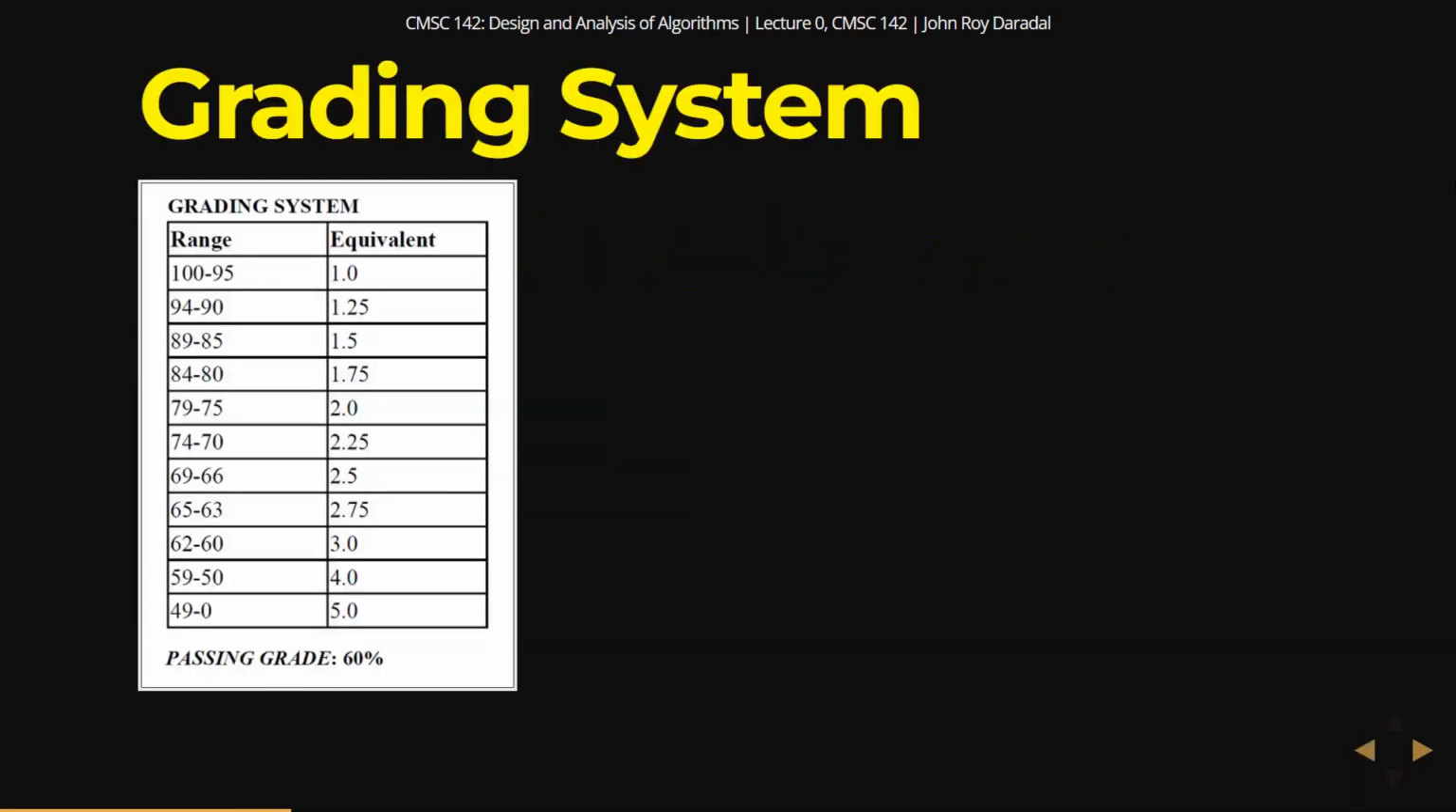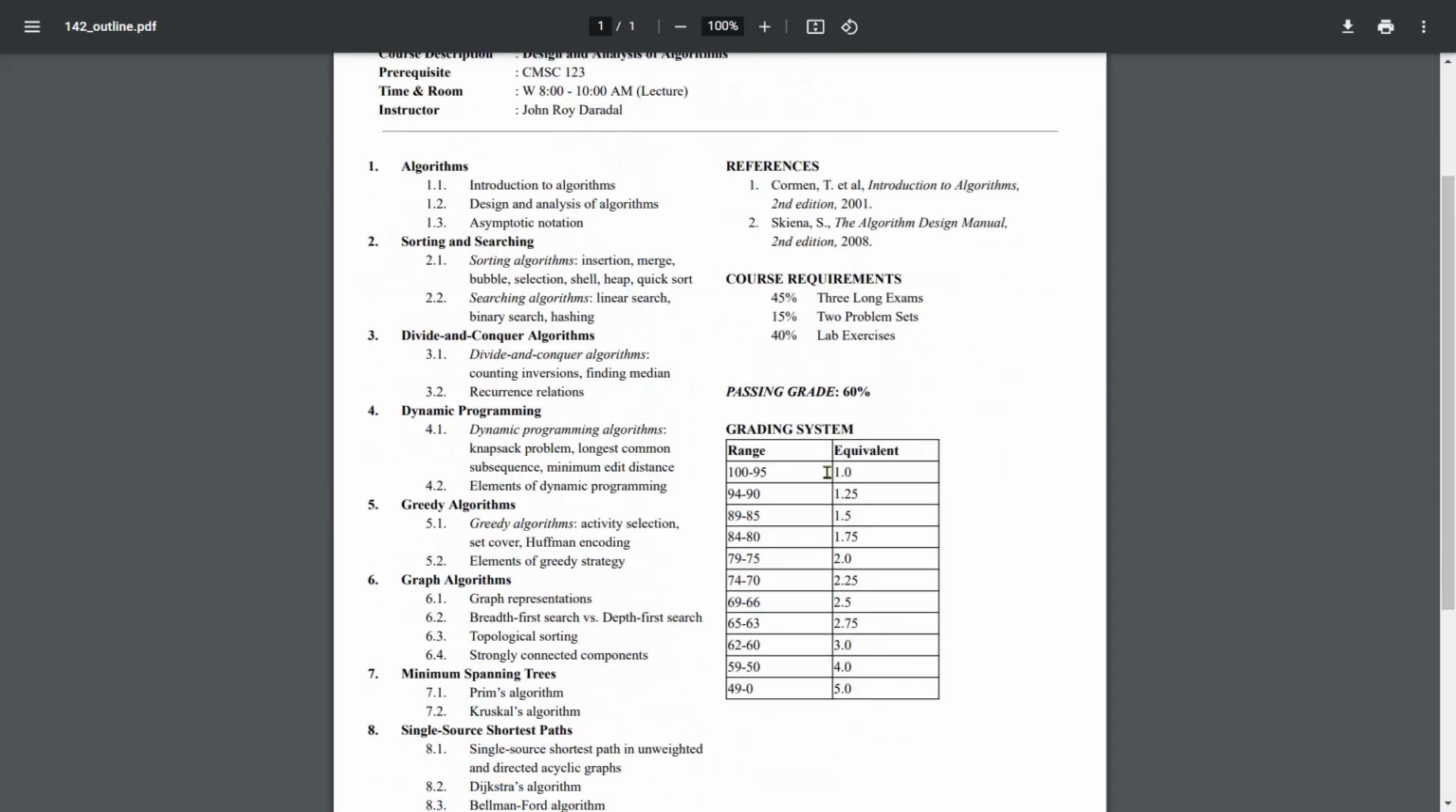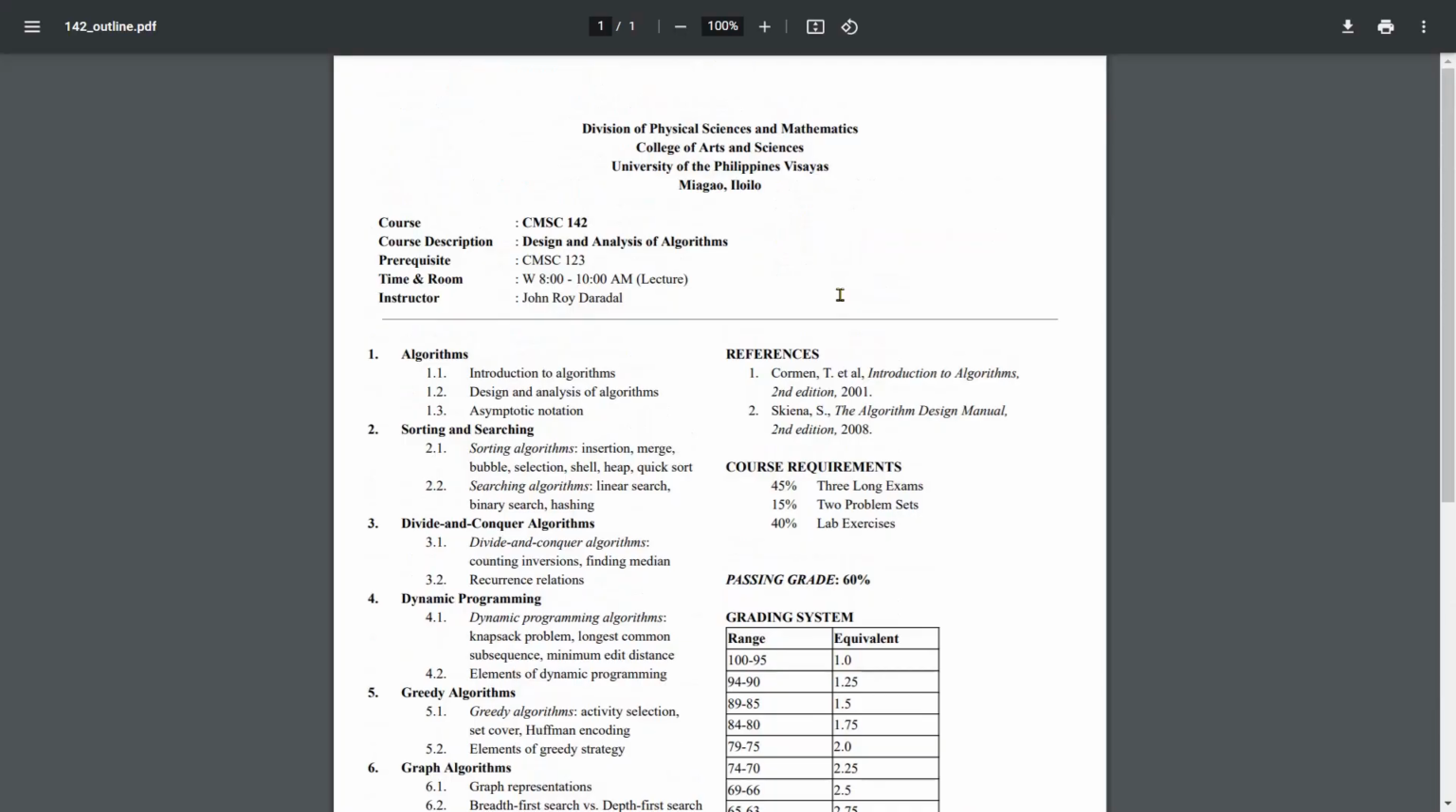Now for the grading system, this is the grading system that I will be using. If you have from 100 to 95, that would be a flat 1. Then from 94 to 90, that's 1.25, and so on. You can also see this in the course outline if you're interested in the breakdown of the grades later on. You also have the course requirements here and the references in the course outline.